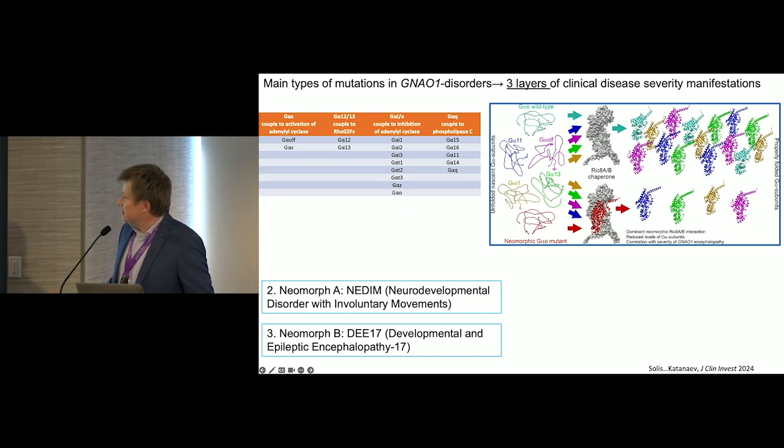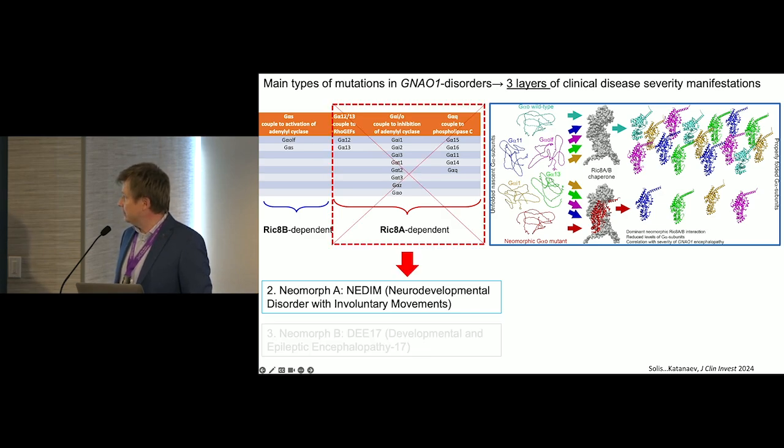So there are 16 G-alpha subunits encoded by our genome, which are grouped into 4 subclasses. So 3 of them, as I told you, are RIC8A dependent, and 1, represented by 2 G-alphas, G-alpha S and G-alpha OLF, are RIC8B dependent. So basically, in this neomorph A group of mutations, the RIC8A dependent G-alpha subunits suffer. I put a cross here. This is an exaggeration. Obviously, they are not gone. They are decreased to different extents, and their signaling is affected.